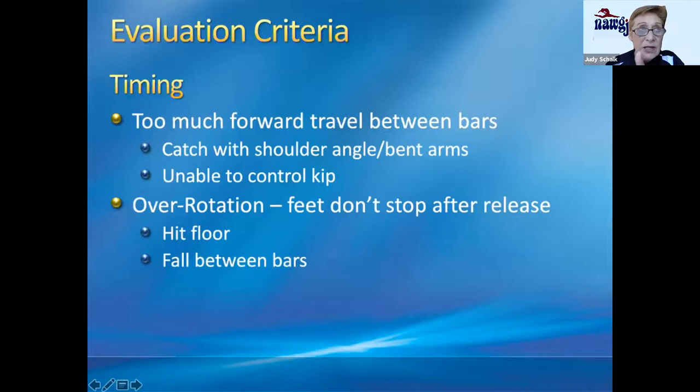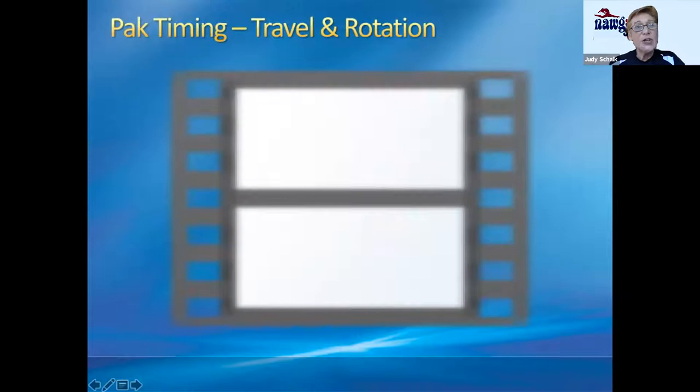If they actually catch the low bar and they hit the floor on the other side in the kip portion of it, they will get credit for the D and just take the fall or the hit and bent legs on the other side of the bar on the kip. So let's look at what happens when one of these paks travels too close to the low bar and over-rotates.